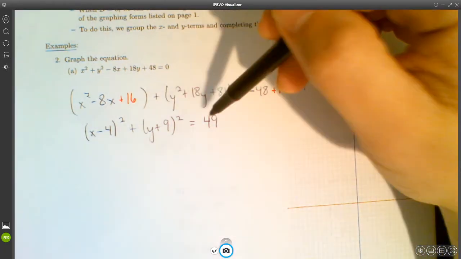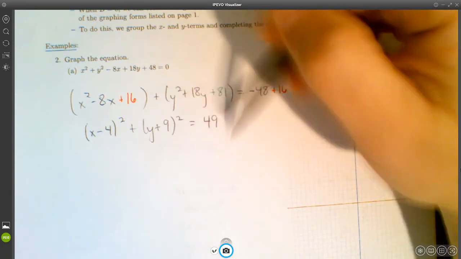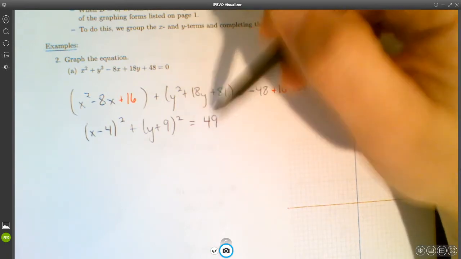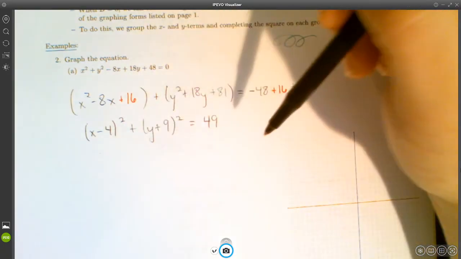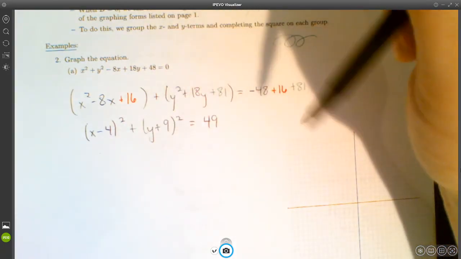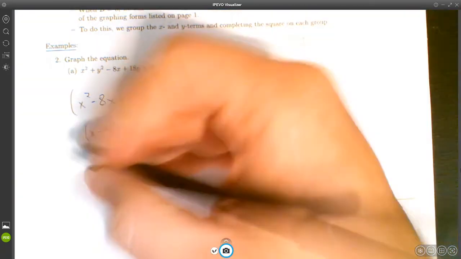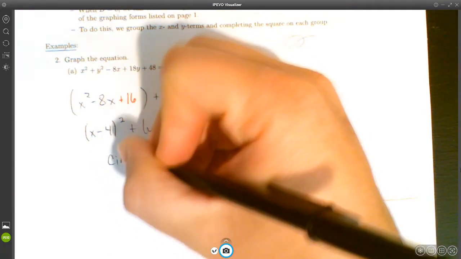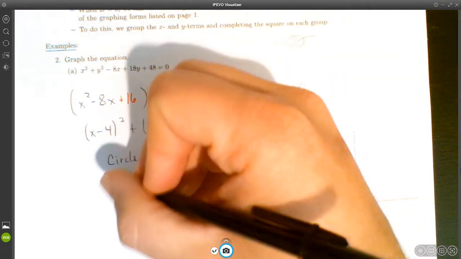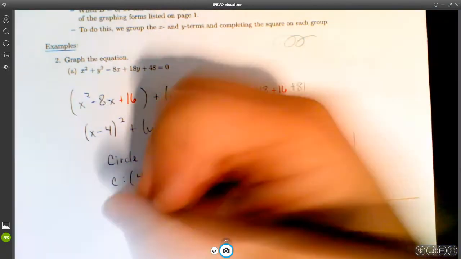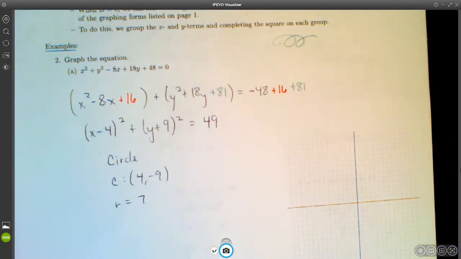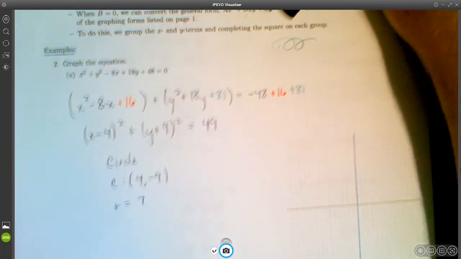And in fact, this is a special kind of ellipse, because if we divide through by 49 to get 1 on the right-hand side, we're dividing each group by the same number. So really, this is what we call a circle. It's a circle with center (4, -9) and radius 7. So we can graph this thing now.